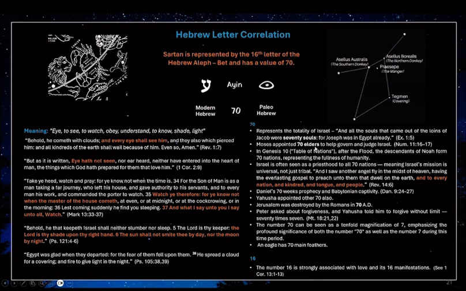Moses appointed 70 elders to help govern and judge Israel, right? The 70 elders represented all of Israel. In Genesis 10, the table of nations, after the flood, the descendants of Noah formed 70 nations representing the fullness of humanity. Israel is often seen as a priesthood to all 70 nations, meaning Israel's mission is universal, not just tribal.